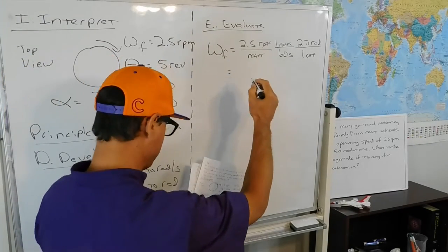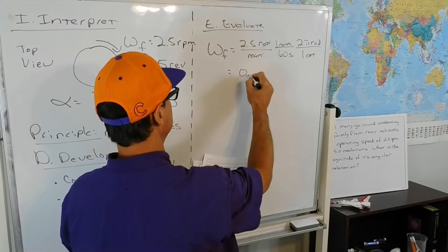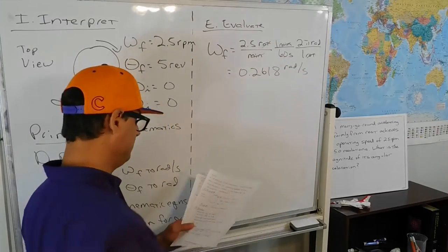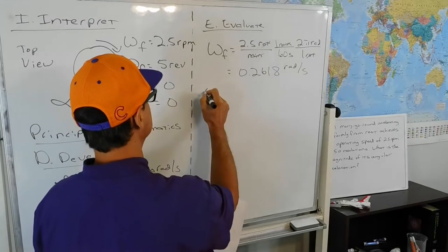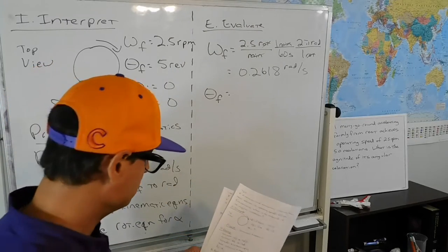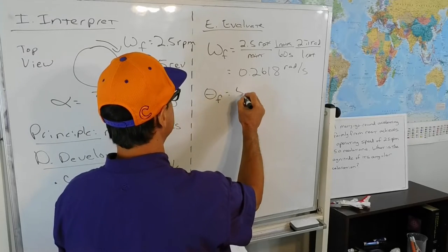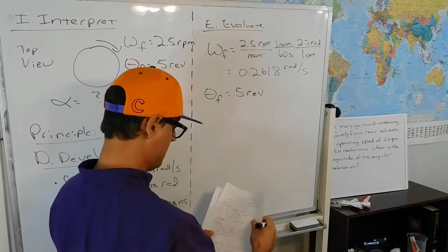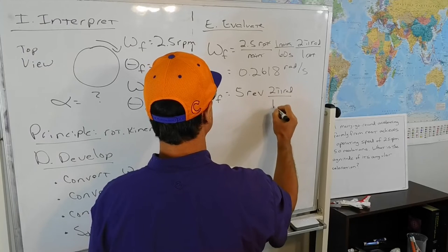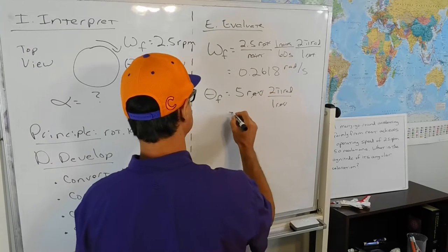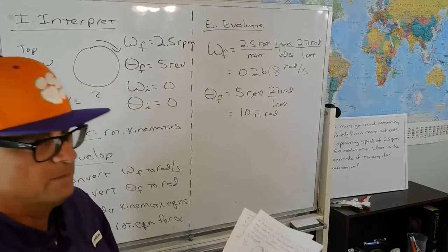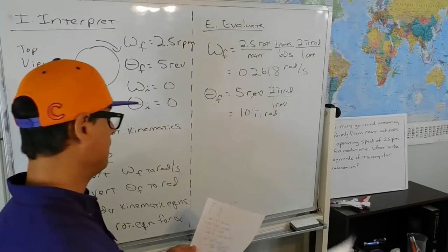When you multiply out that expression, you get 0.2618 radians per second. I know we don't need that many significant digits in our final answer, but in intermediate steps, writing down one or two extra significant digits prevents rounding errors from compounding. So theta final is 5 revolutions. Now we want to convert that to radians, so we multiply by 2 pi radians per 1 revolution, and the revolutions go away, so it's 10 pi radians, or 10 pi is 31.4 if you prefer to write it that way.